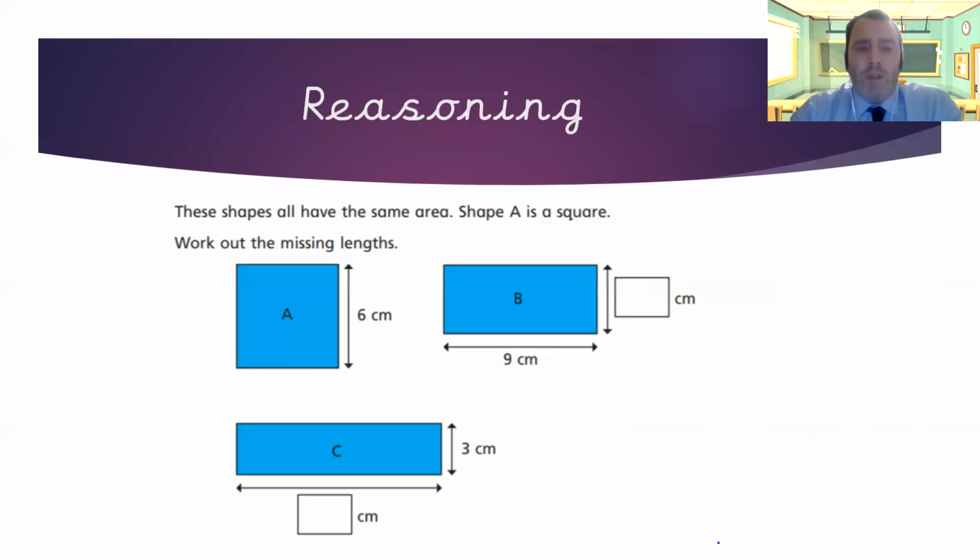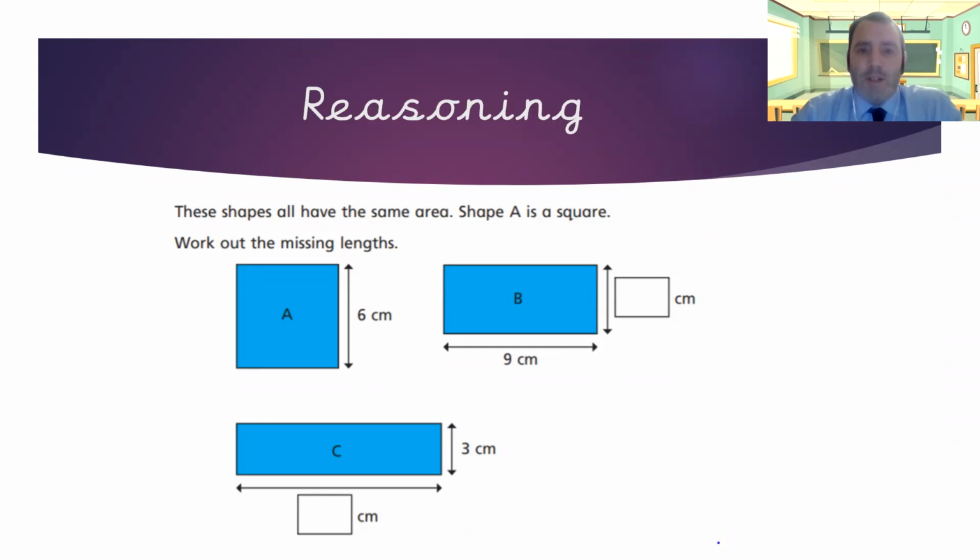I'm going to move on to your reasoning question. Have a look at this carefully. These shapes all have the same area. Shape A is a square. So you need to work out the missing lengths. Have a go. See if you can remember how to work out the area from what we did before Christmas. Pause the video here to complete your work.